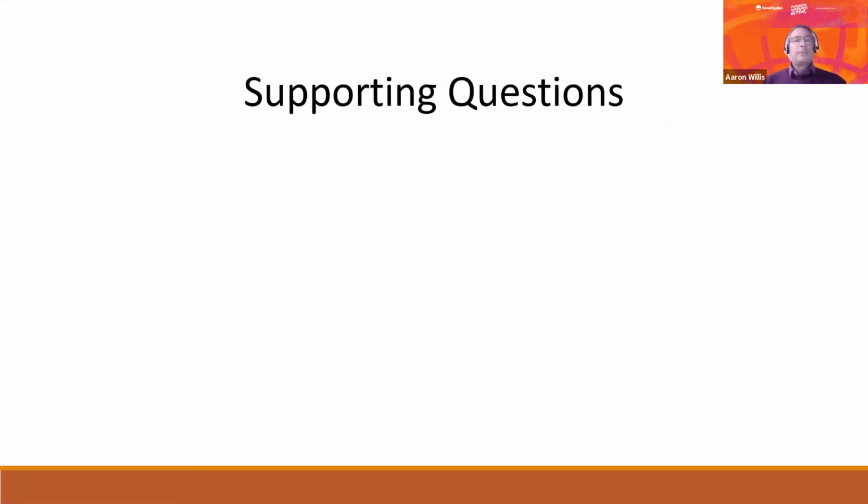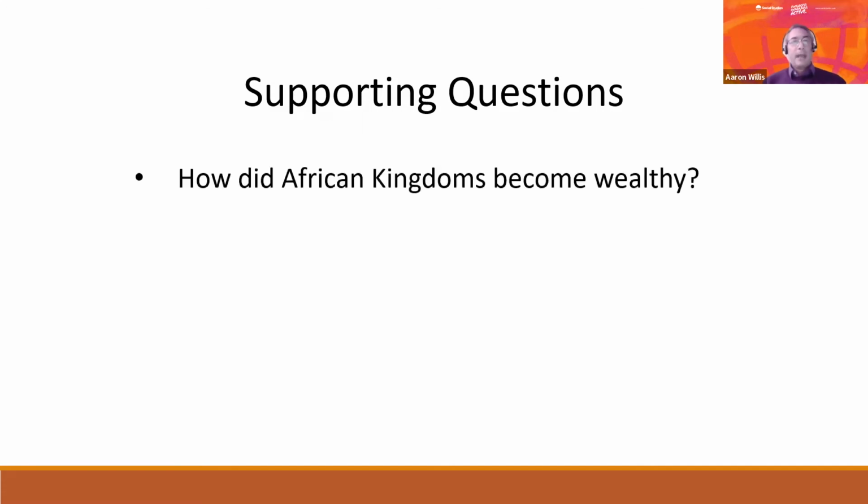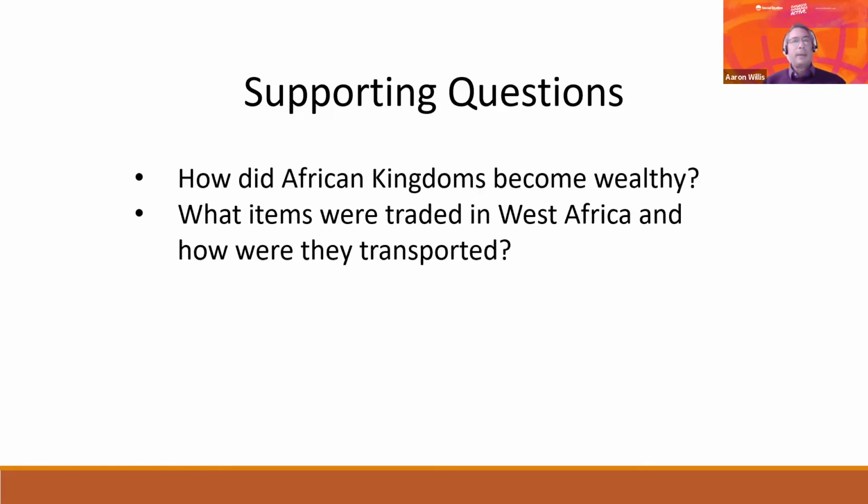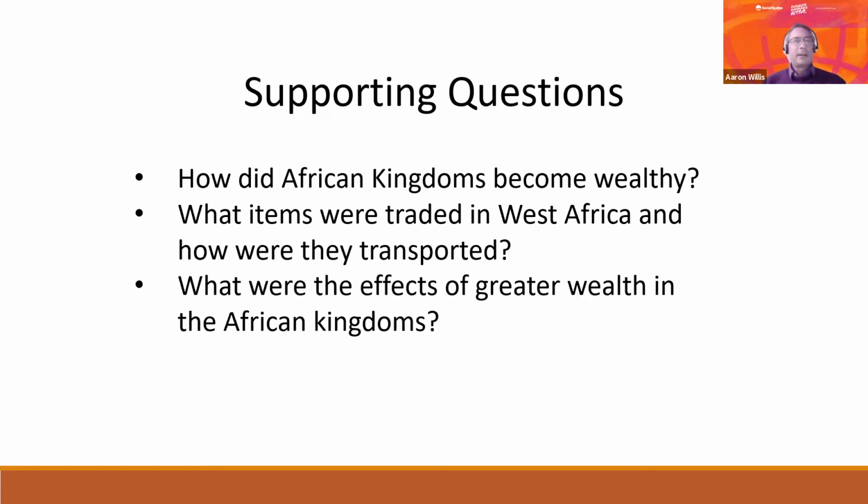If we can go to our supporting questions, we remember those were context-based. So now we're going to be asking questions that come out of the content that we're presenting here on African kingdoms. So how did African kingdoms become wealthy? It had something to do with salt and gold. What items were traded in West Africa and how were they transported? What were the effects of greater wealth in the African kingdoms? We had these wonderful development of cultural centers like Timbuktu.